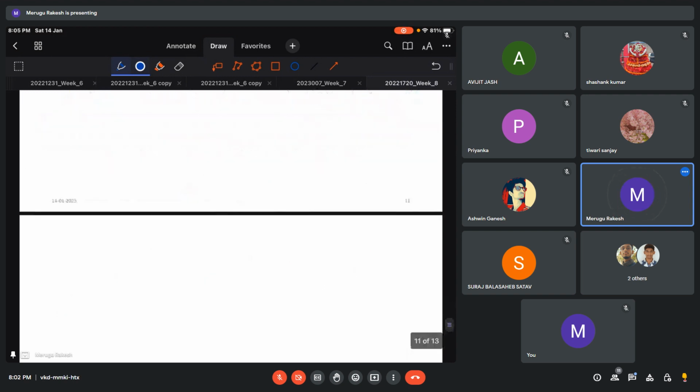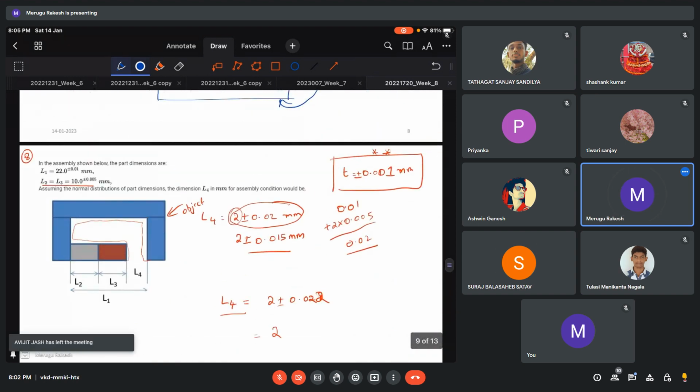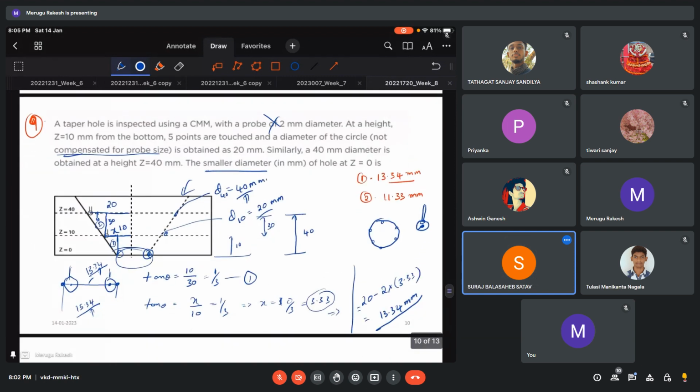Okay. So in this question, are they asking without compensating? Yes, it is not compensated. So all the values are given without compensation. So of course, the final value will be without compensation only.